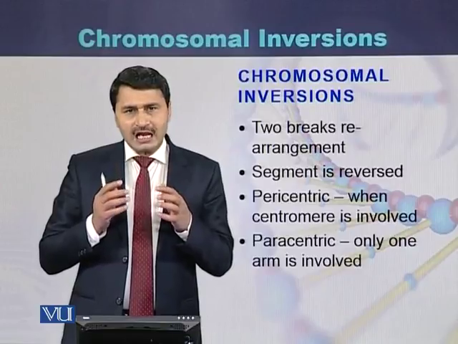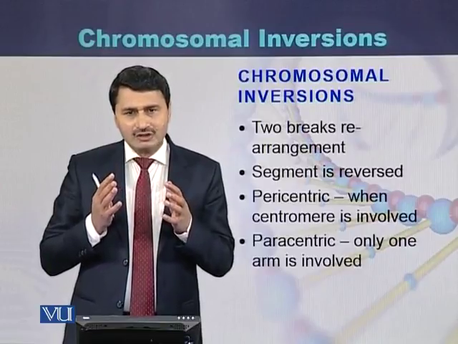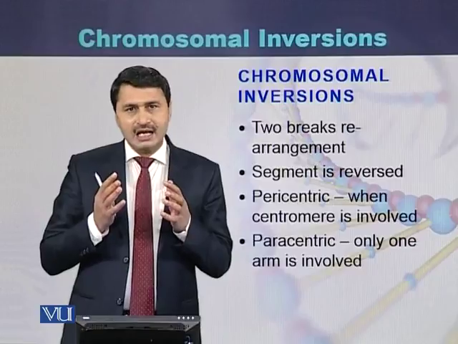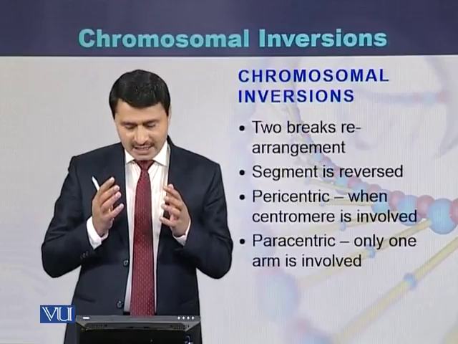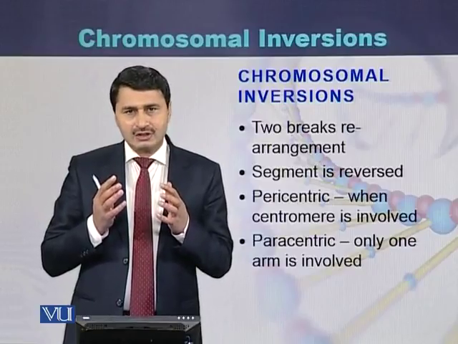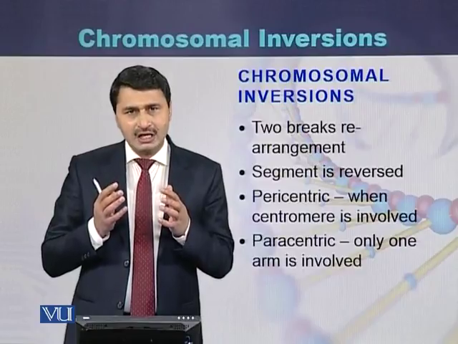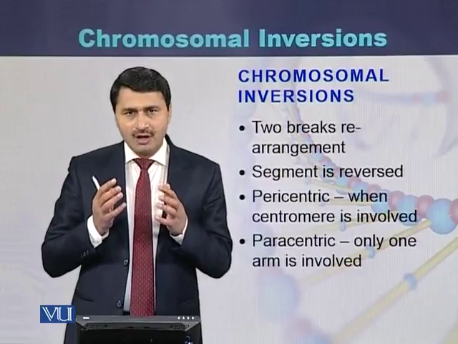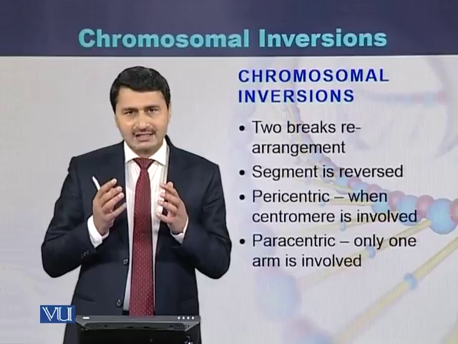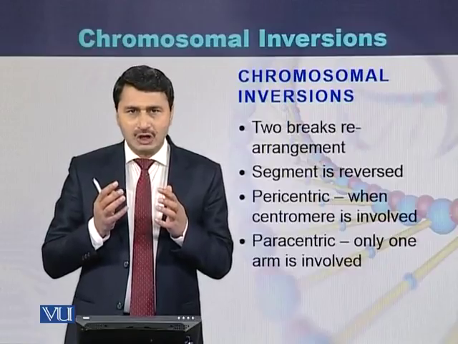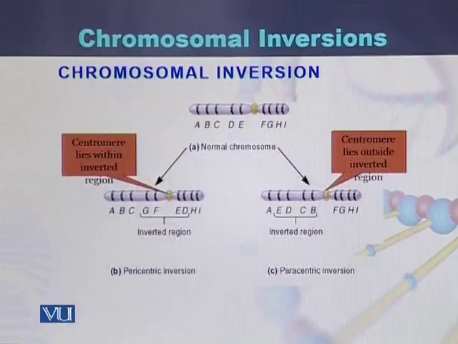Chromosomal inversions can be of two types. One is called pericentric and the second one is called paracentric. In case of pericentric inversion, the centromere is involved, while in case of paracentric, the centromere is not involved. In this diagram, we can see the difference between pericentric inversion and paracentric inversion.